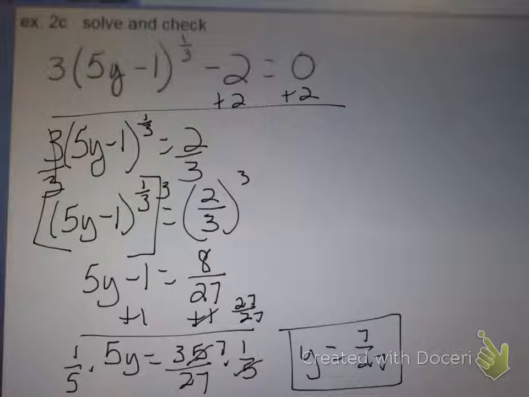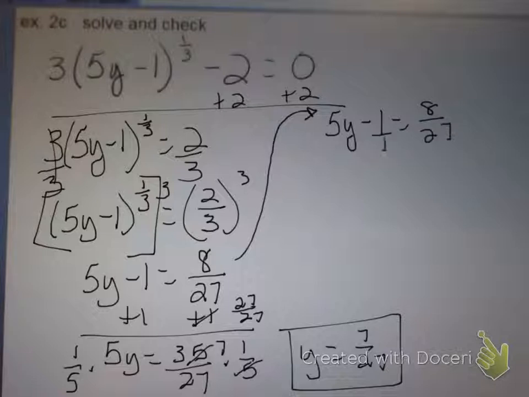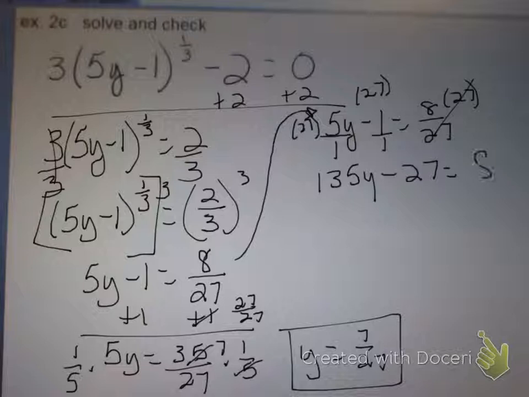Solve. Now another way we could have done that right here, we could have cleared our fractions by multiplying each term by the least common denominator. So put that over 1, put that over 1, and multiply each term by 27. That might be easier. And 27 times 5y is 135y. Minus 27 is equal to 8. And solve, and you will get 7 over 27. And then you would need to check.